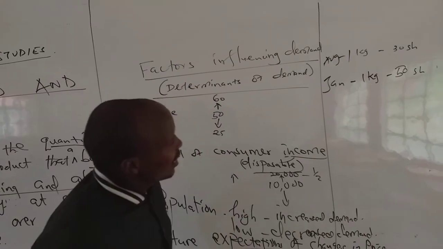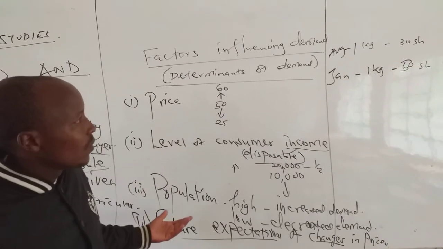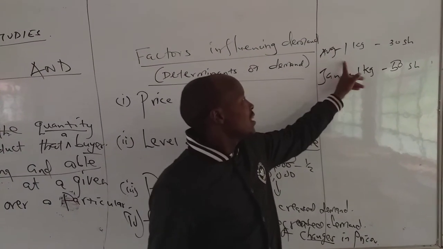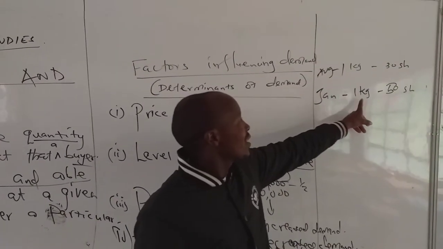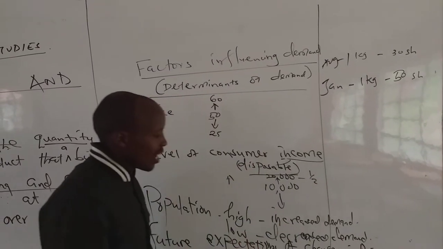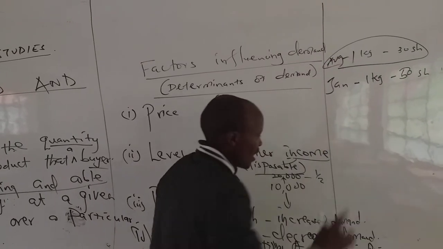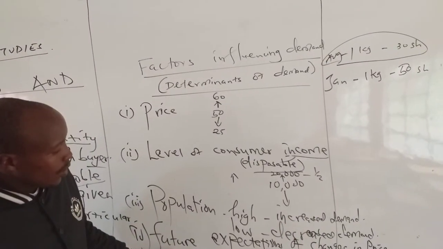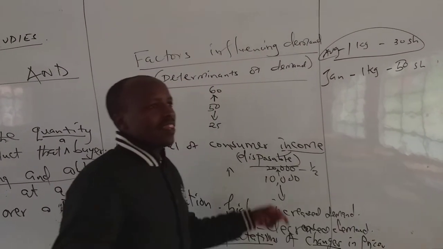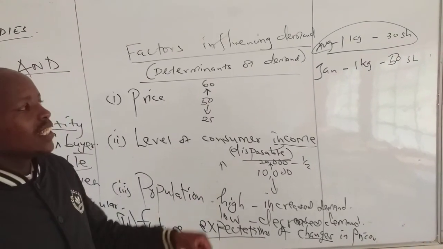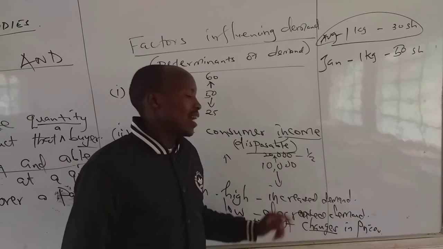So as a buyer who wants to buy maize, what will you do now? The price currently is 30 shillings per kilo. You know very well that come January next year, it will be 50 shillings. How will you react? You will react by buying more now. So if consumers, the buyers, expect prices to increase in future, then they will buy much of that commodity now, and by buying much now, they are increasing the demand.